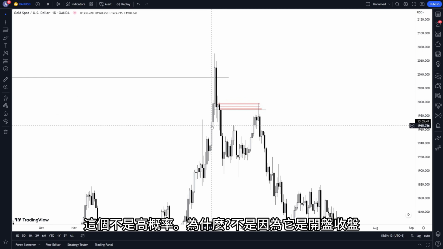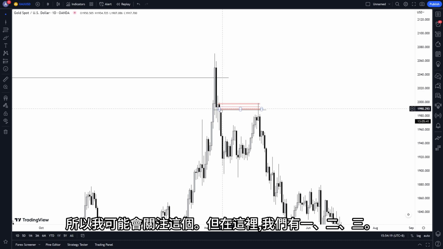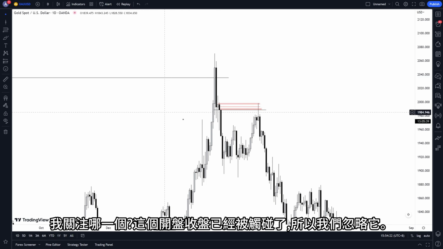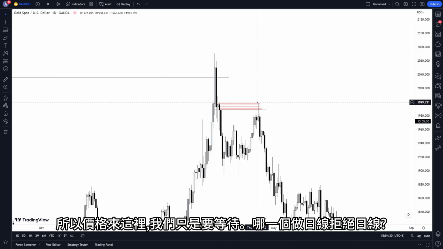These are the high probability dailies. This one's not high probability. Why? Not because it's open close, but simply because there's a weekly right above it. Okay, so I'm probably going to pay attention to this one. But in here we have 1, 2, 3. Which one do I pay attention to? This open close has already been tapped, so we ignore that. Then there's the last resort up here, right? The most extreme area. So price comes in here, and we're just going to wait.